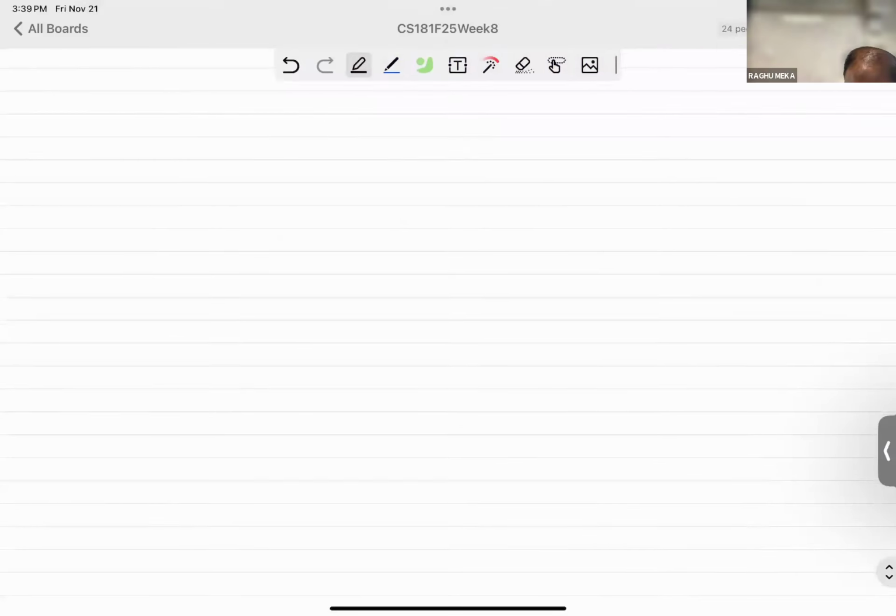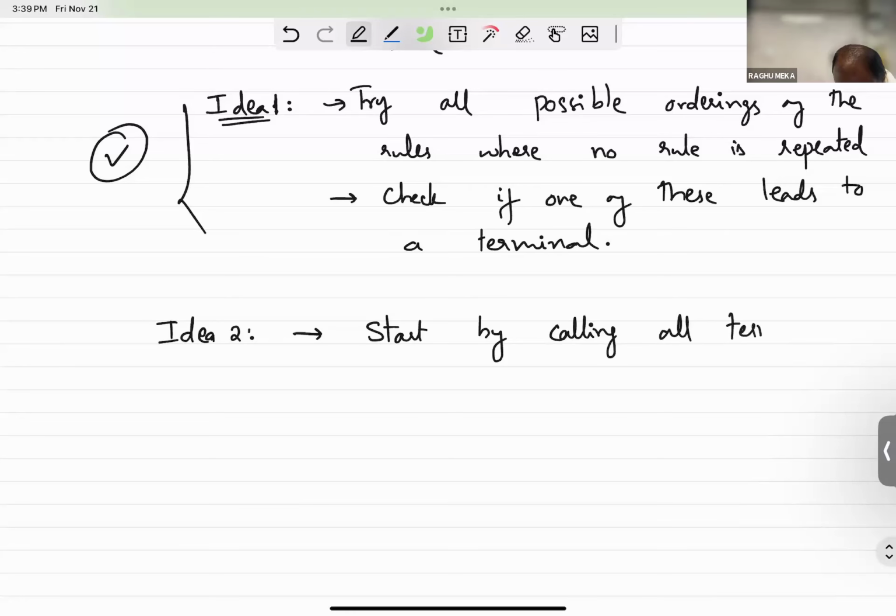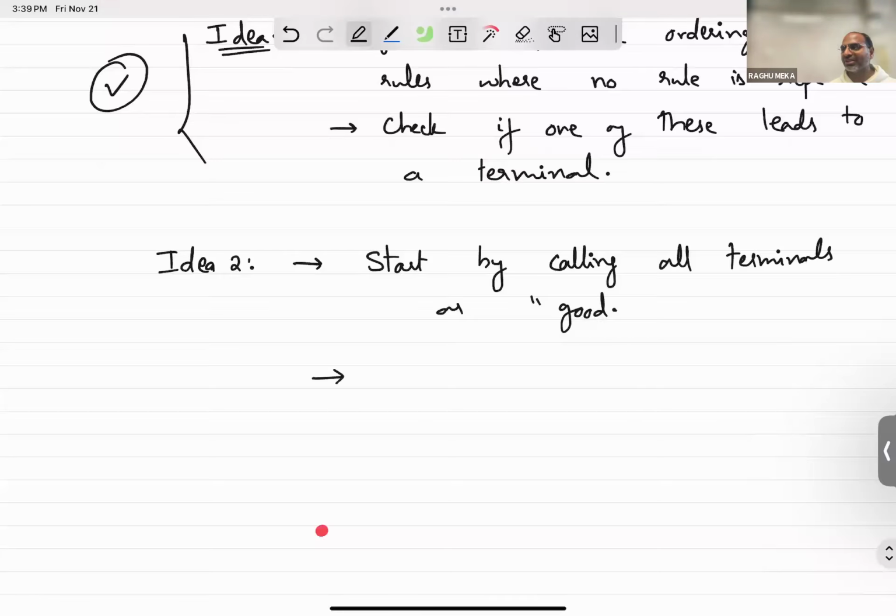Yeah, so idea one is this. Idea two is the following. Start by calling all terminals as good. Okay. And I just have a bunch of good things, either terminals or variables. I just have a bunch of good variables slash terminals, right?